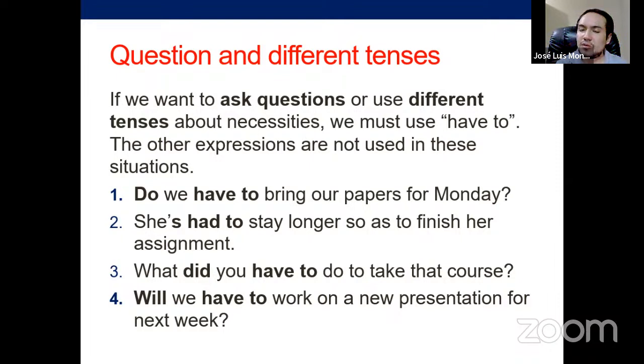Sorry, what did you have to do? Okay, I omitted that word. Now, what did you have to do to take that course? All right, and will we have to work on a new presentation for next week?